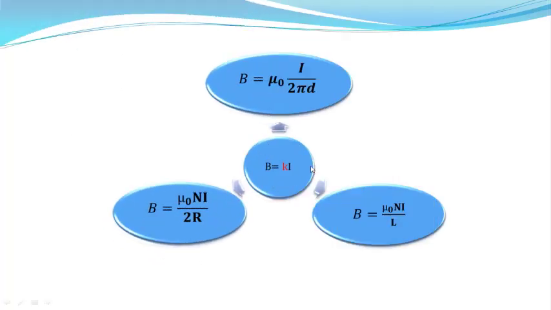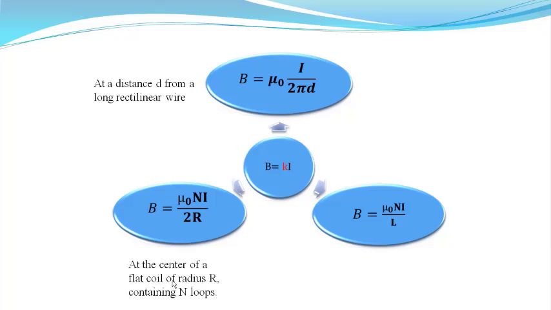As we said before, B equals K multiplied by the current I. In the first case of a long rectilinear wire, the magnetic field created at a point separated a distance d from this wire is equal to mu0 I over 2 pi d. In the second case, in the case of a flat coil that has a radius r and containing n loops, this is the radius r and this is the number of loops, the magnetic field created at the center of the flat coil is equal to mu0 n I over 2r.